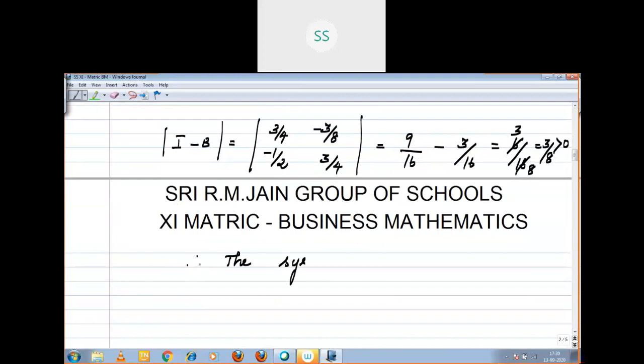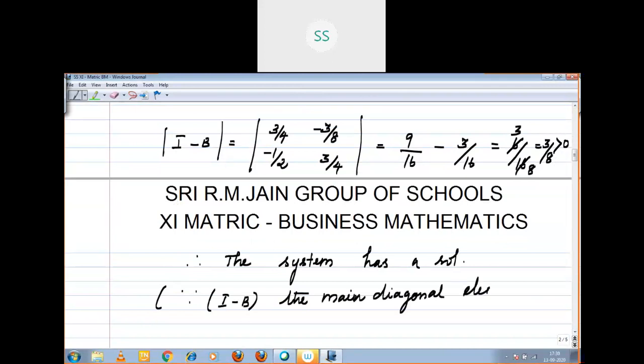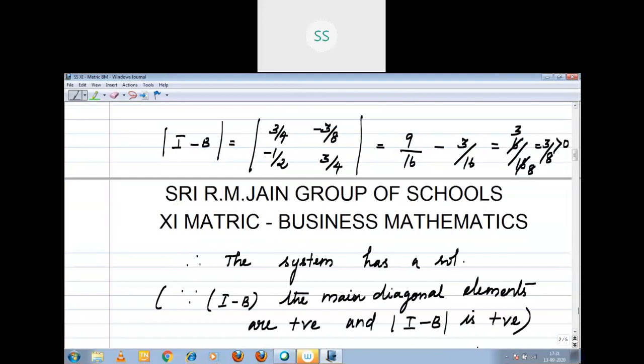Therefore, the system has a solution, since the main diagonal elements of I minus B are positive and the determinant of I minus B is positive, so that it has a solution.